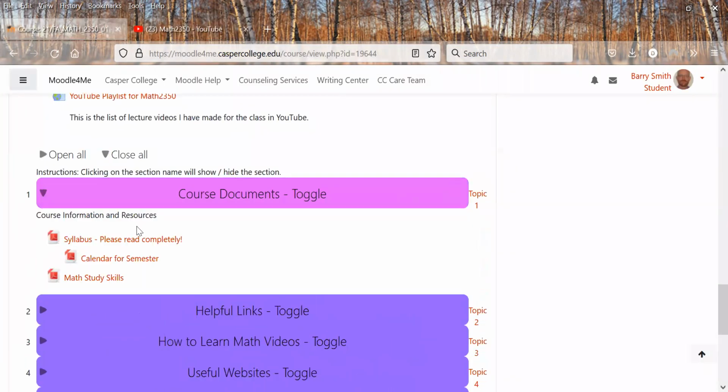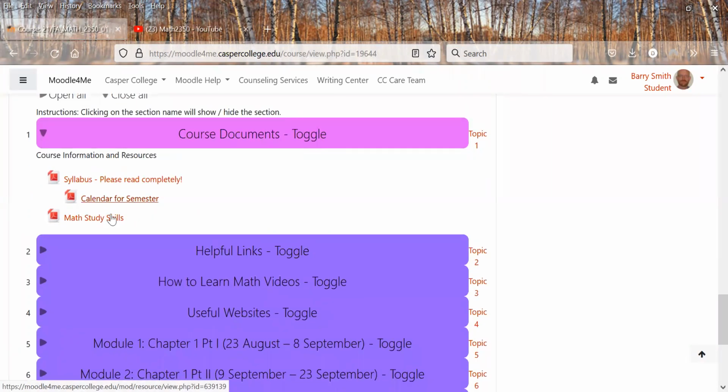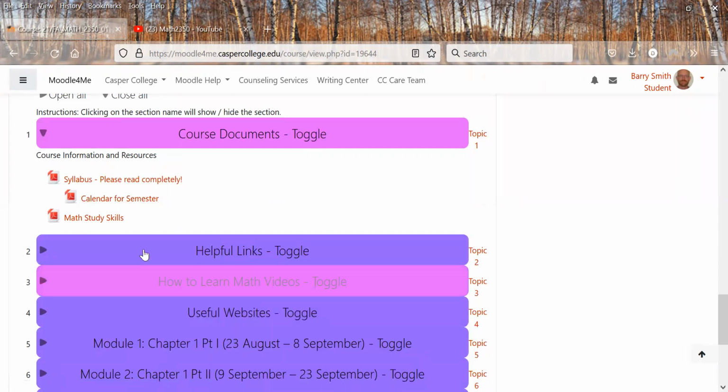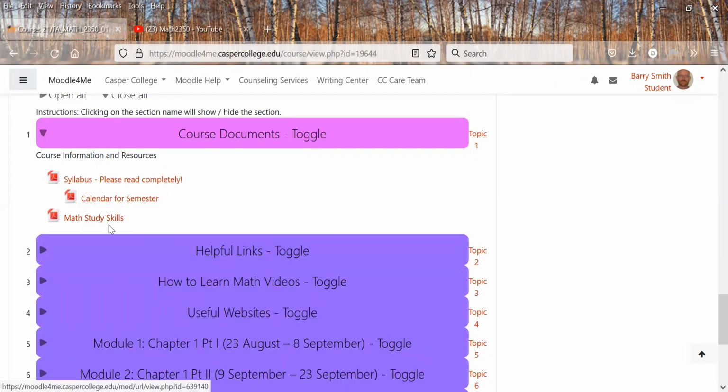Then course documents. We have the syllabus. Make sure you read that completely. There's a course calendar at the end of it, but it's separated here if you need it. Math study skills are for learning different ways to study math. You'll read those, and then you're going to have journal posts in the modules where you comment on what you're doing with those study skills.